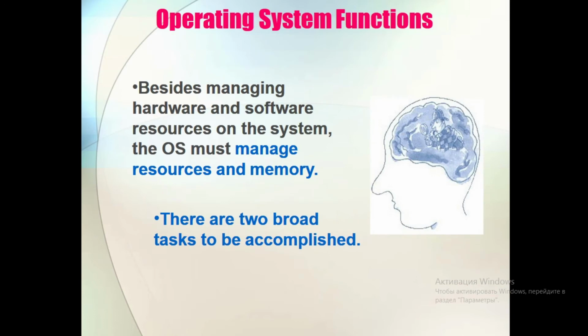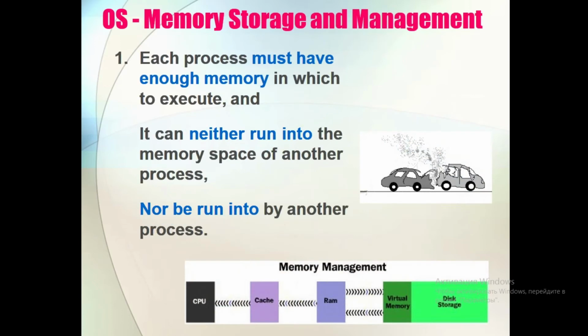Operating system functions. Besides managing hardware and the software resources on the system, the operating system must manage resource and memory. There are 2 broad tasks to be accomplished. First, each process must have enough memory in which to execute, and it can neither run into the memory space of another process, nor be run into by another process.